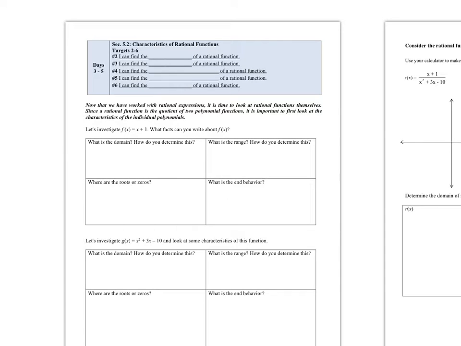All right, good morning. We are ready to start days 3 through 5 in chapter 5. And this is going to be covering the characteristics of rational functions. So we'll be looking at our graphs. First up, we're going to just look at a linear function and a quadratic. And then we're going to move to dividing those two.